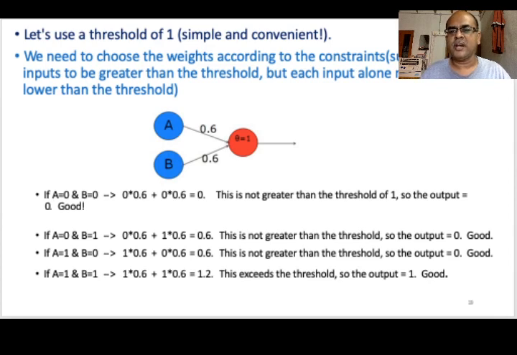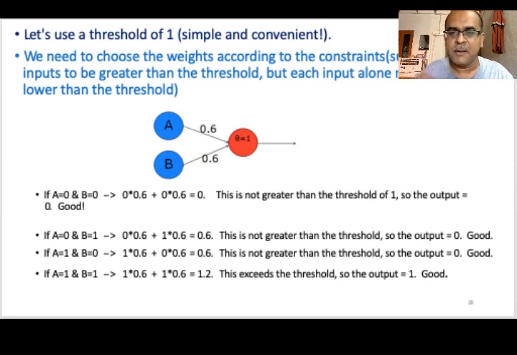So you cannot say 1.2, 1.4. Wrong. Two conditions are there. Number one, the sum of both inputs should be greater than threshold. So 0.6 plus 0.6 is 1.2, well enough. Then each input must be lower than the threshold. Threshold is 1. So input is 0.6, 0.6 for convenience.